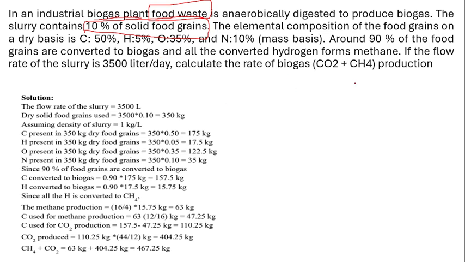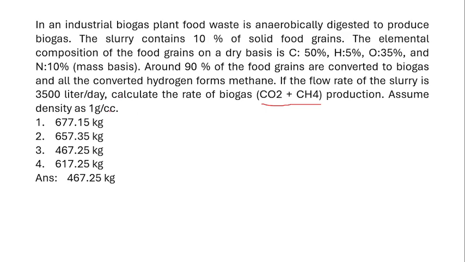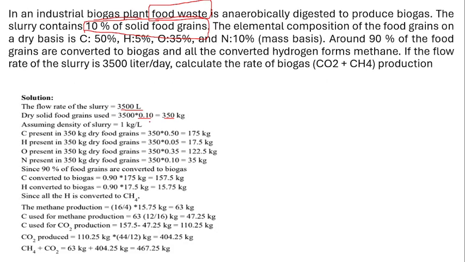We know that the flow rate of the slurry is 3,500. Initially, 3,500 liters of slurry flows into the anaerobic digester. Among the slurry, only 10% is solid food grain content. So the amount of solid food grain present in the slurry is 3,500 times 0.1, which is 350 kg. Since the density is given as 1 gram per cc, that is equivalent to 1 kg per liter, so the liters are directly converted to kg here.